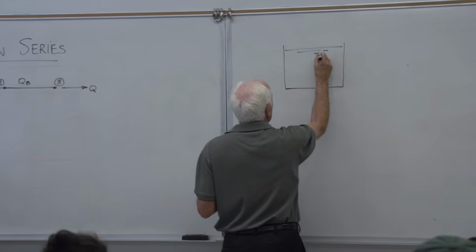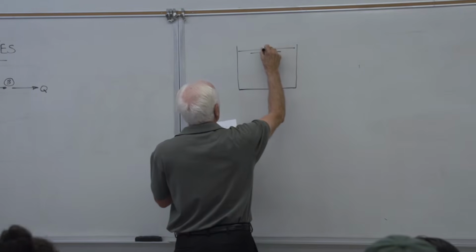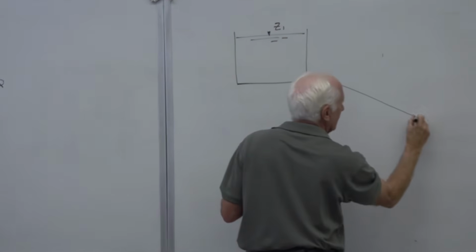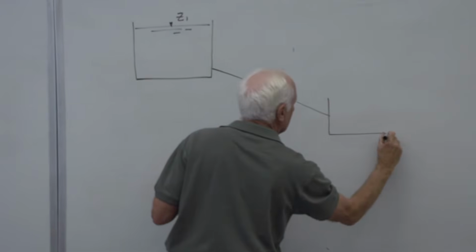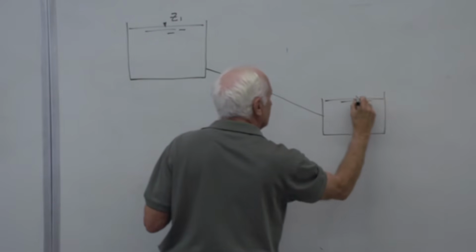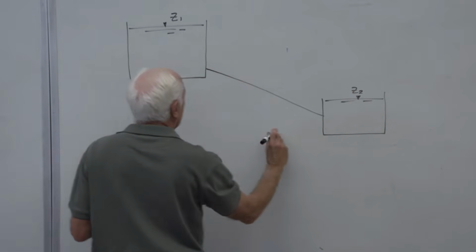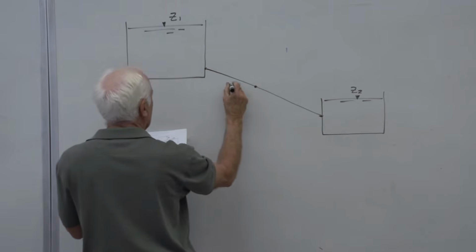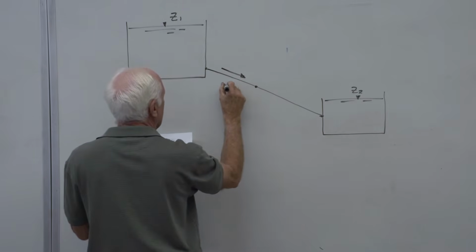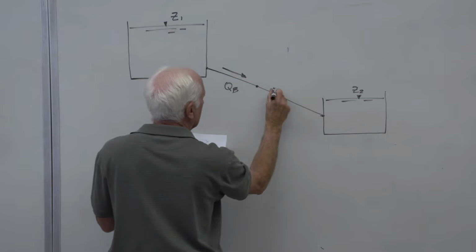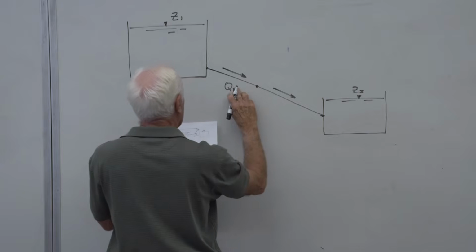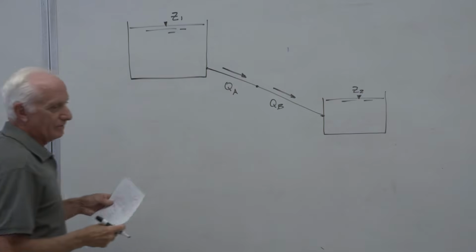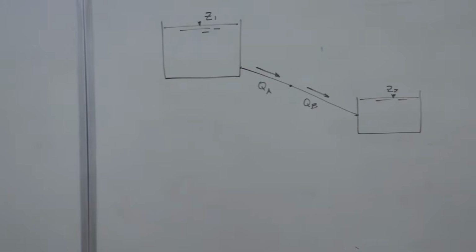We have two very large reservoirs. This we'll call elevation Z1, and we'll connect that to another reservoir down here, and we'll call that Z2. And we'll have two pipes, and the first pipe we'll call pipe A. The flow rate is QA. The second pipe is pipe B, QB. Okay, they're very similar. They're both pipes in series type problems.